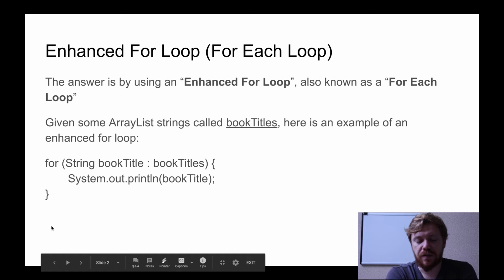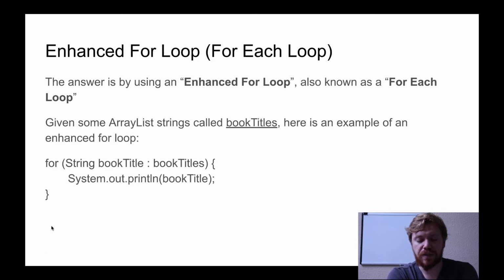And so this is some interesting syntax here, right? We really haven't worked with this before. Some of you might already know about this. But what it's saying is, for each string or bookTitle, inside of our bookTitles array list, I'm going to print that book title.